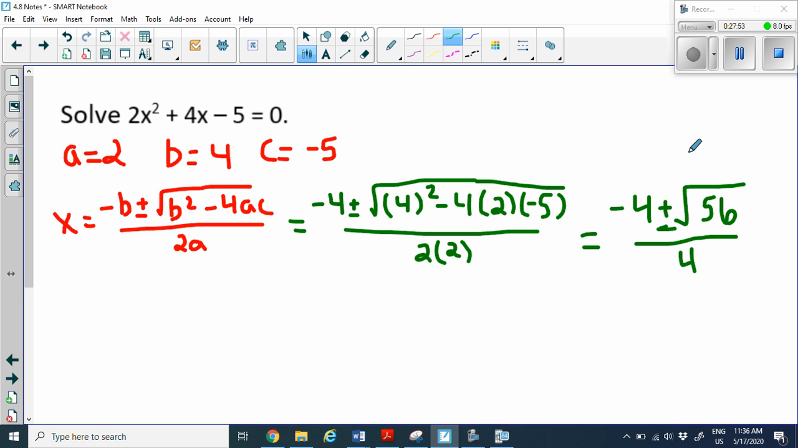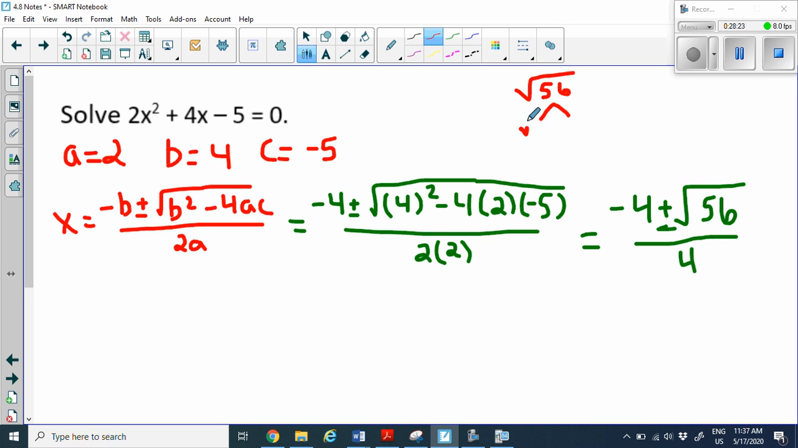Well, if you check your list, 56 is not a perfect square. But we can see if there is a perfect square that goes into 56. Okay, so I'm going to write 56 up here, because remember, this is what we did in 4.5. When we take the square root on both sides, we simplify. Okay, so let's think about 56. You have to figure out what is the largest perfect square that goes into it.